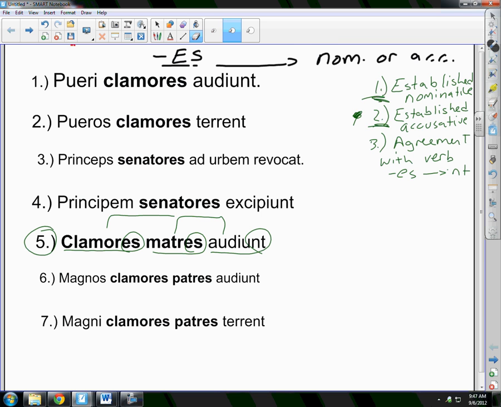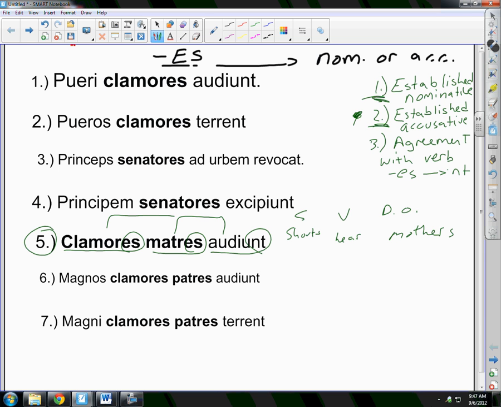So I'm going to put my subject, my verb, and my direct object over here. I'm going to start with clamores, we'll just go with the English. Shouts. My verb is hears, and then matres is mothers. And I try that sentence out. Shouts, hear, should be hear, not hears. Shouts hear mothers. Doesn't make any sense.